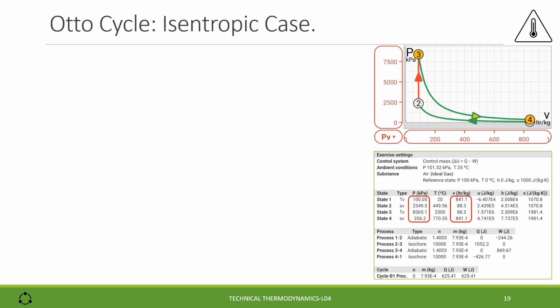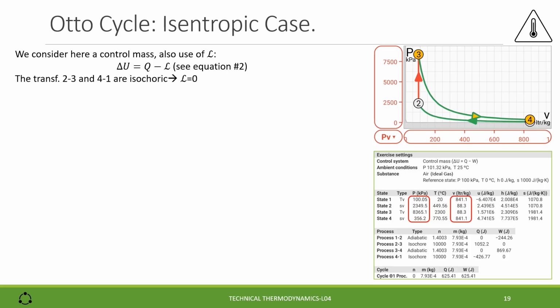In the two red frames, the input values. The pressure values of states 2 and 4 are slightly different from the values calculated in slide 18 because of rounding errors of the volumetric ratio. We consider here a control mass and therefore we use the thermodynamic work. From equation number 2, we remember the first thermodynamic principle, delta U equals Q minus L. The transformations 2-3 and 4-1 are isochoric. Therefore, the thermodynamic work is 0.